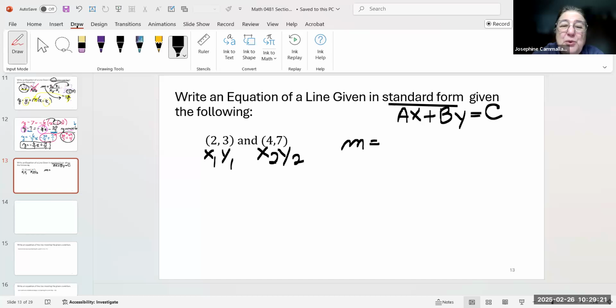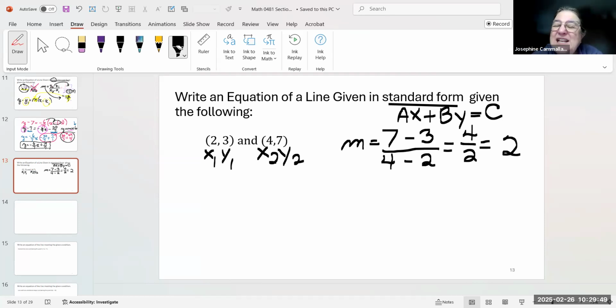My slope is y2, which is 7, minus 3 over 4 minus 2. This is 4 over 2. Oh, this is going to make this nice. It's a positive 2.